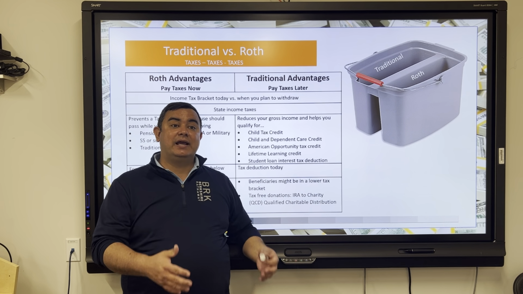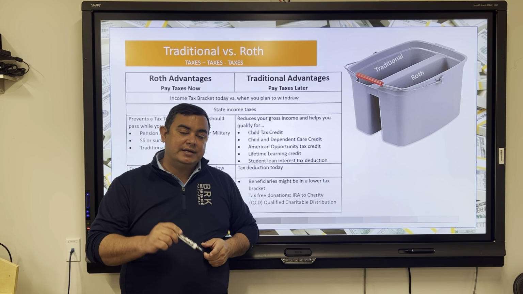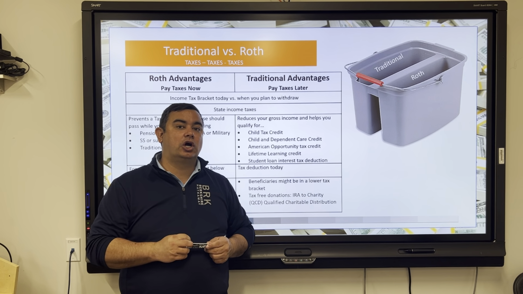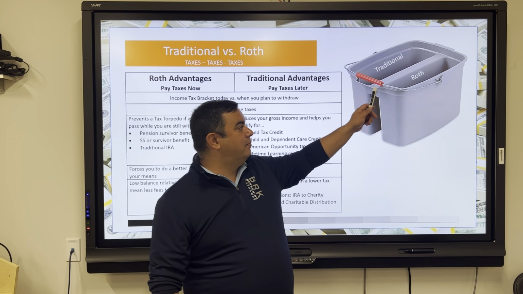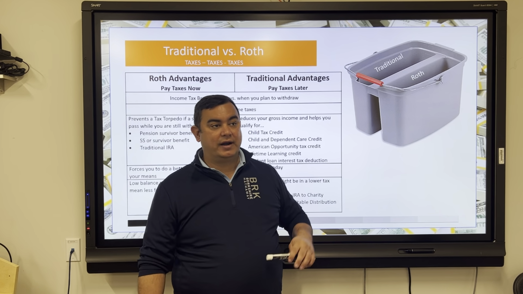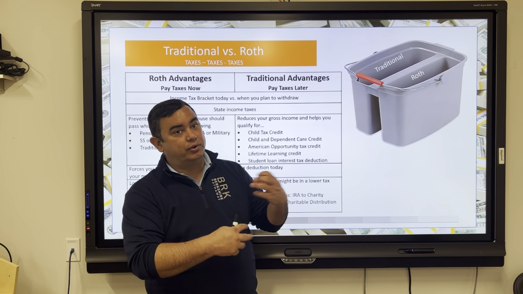Why? Because I am working and living in the state of North Carolina, a state that charges state income taxes. But let's say when I retire, I move out of North Carolina. I move to Texas. Texas is a state that does not charge state income taxes. So if I dumped a ton of money in the Roth, now I live in Texas in retirement, and I want to start pulling some of this money out.